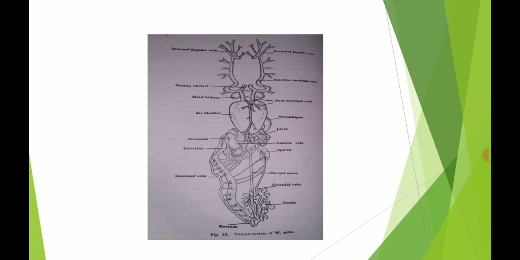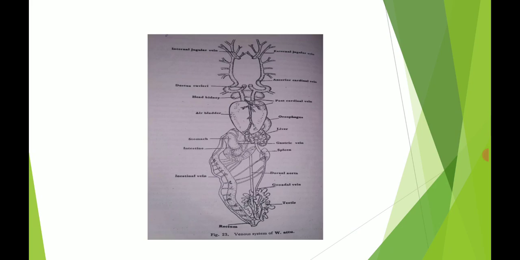Special veins are present carrying blood from the various body parts of the fish. In relation to the stomach or the intestine, various intestinal veins are present.